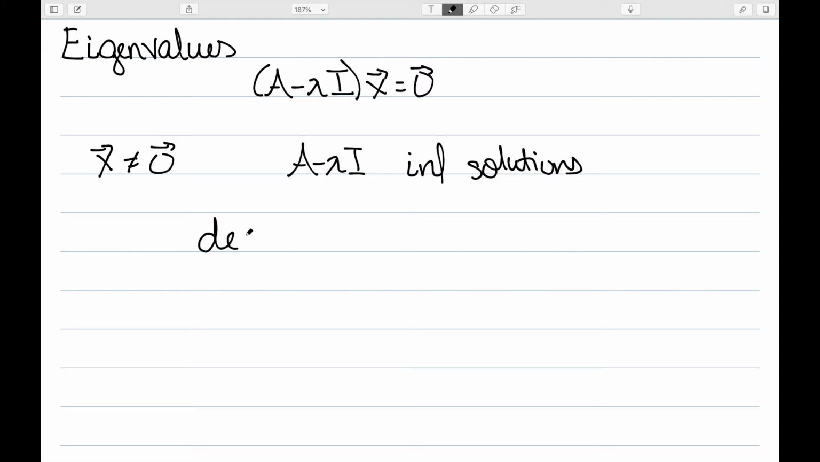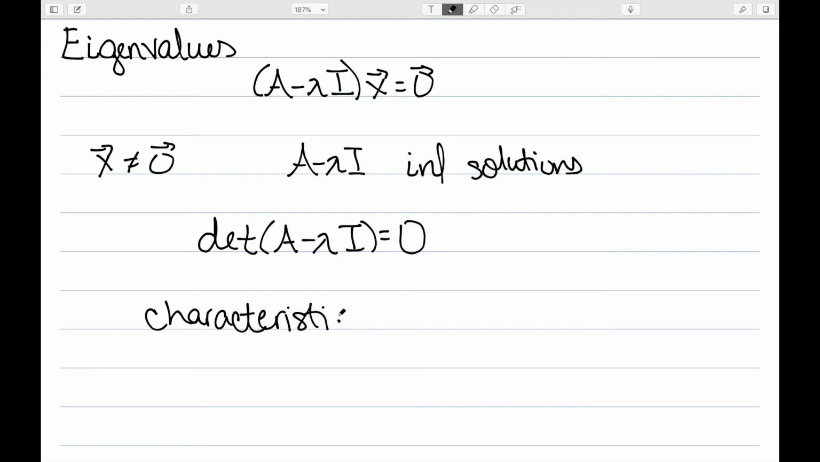So what we need is the determinant of A minus lambda I to be equal to 0, since this is the same thing as being non-invertible, which is the same thing as having an infinite number of solutions. And this is known as the characteristic equation, or the characteristic polynomial, since it will end up being a polynomial that we need to solve. So let's look at some examples.